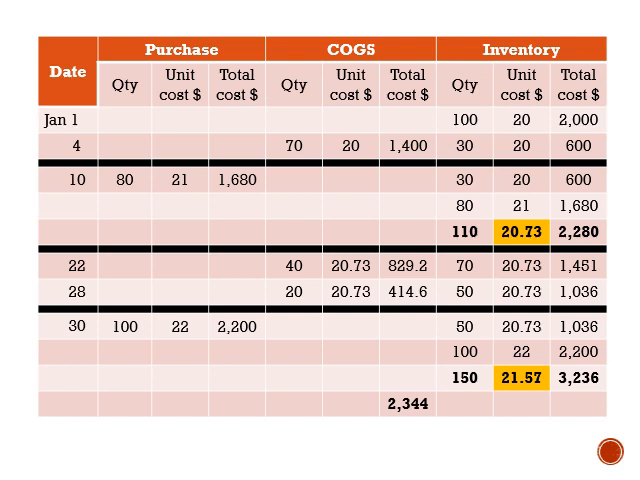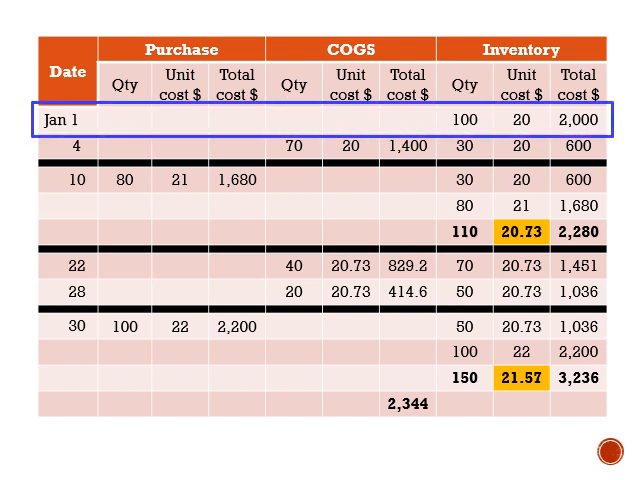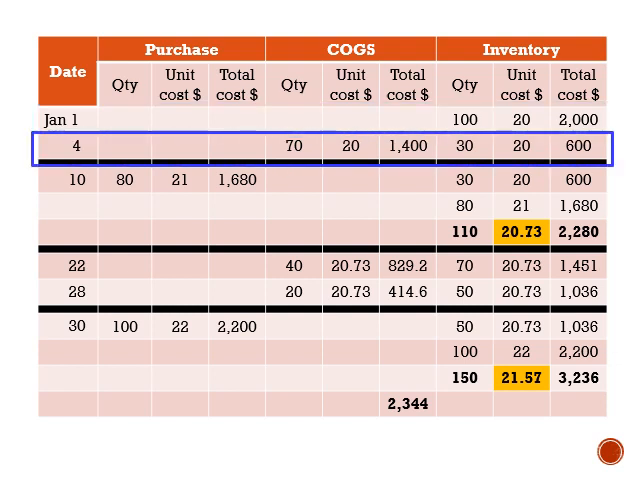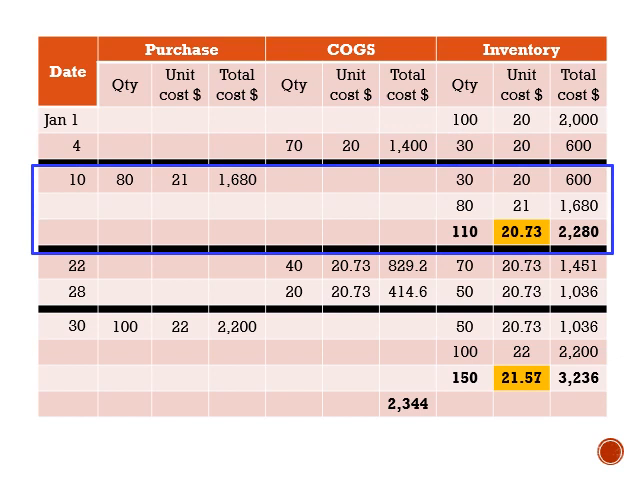So again, we start with a balance at the beginning of the month of 100 units at $20. On 4th of January, there is a sale of 70 units and we only have one batch of goods available, so we sell from that batch, leaving a balance of 30 units at the total cost of $600. On 10th of January, there is a purchase of 80 units at $21 per unit.